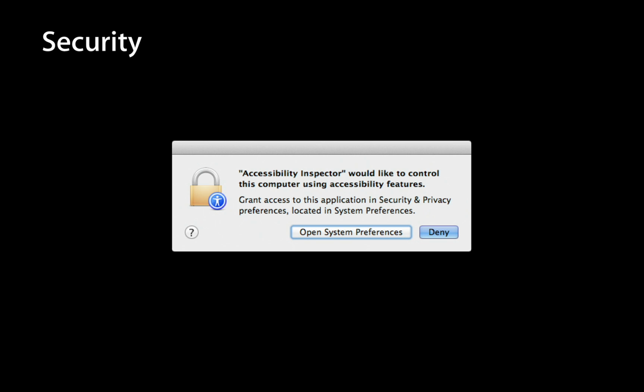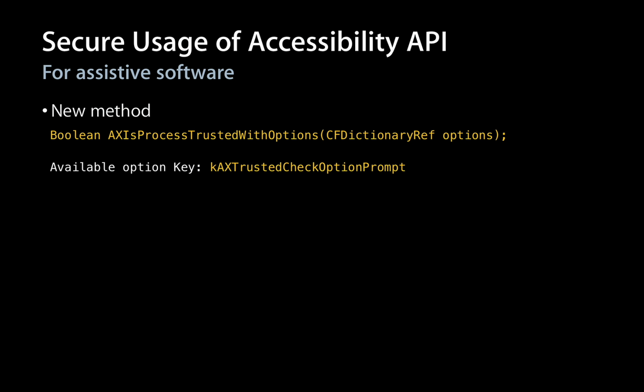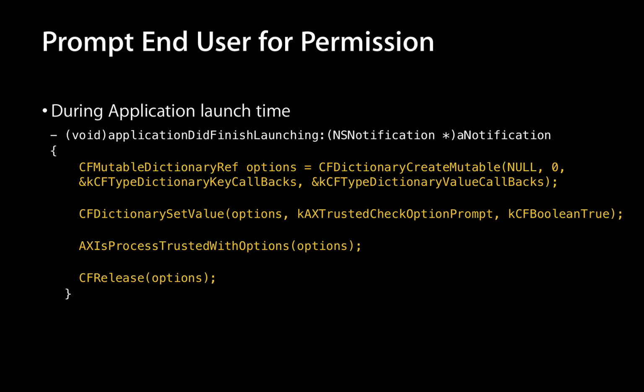So if you're an app that heavily depends on the use of the API, you will probably want to remind the end user more often. So we created an API for you to do just that. It's called AXIsProcessTrustedWithOptions, which takes in a dictionary. So at your app launch time, you could simply pass in the trusted check option prompt, with the Boolean true for that, into the dictionary, and set that as the argument for your API. And when that happens, then every time your app launches, it'll prompt the user for permission again.